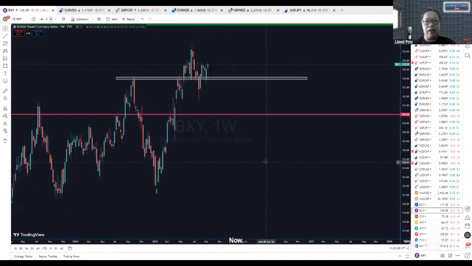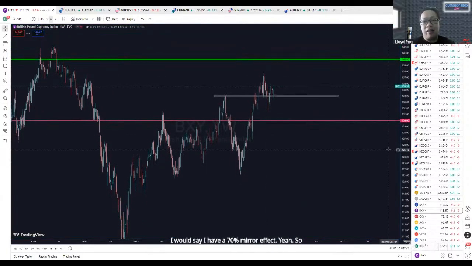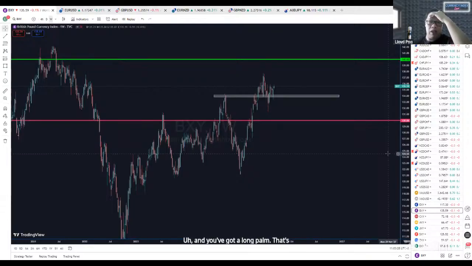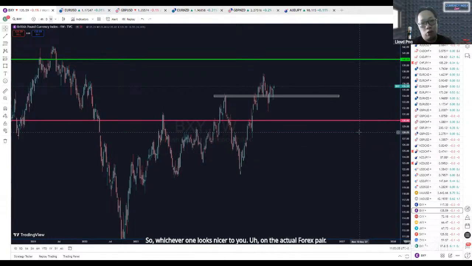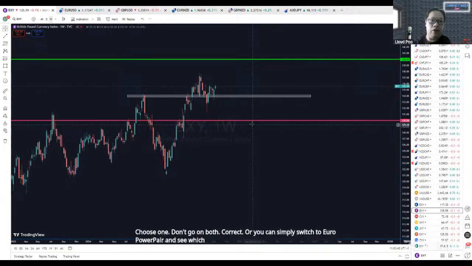Next on my list is pound, and pound is always euro's best buddy. You can see their charts have about a 70% mirror effect. So that gives us a bit of a conundrum. If you're going to long euro and you're going to long pound, that's like a double whammy. So whichever one looks nicer to you on the actual forex pair, choose one. Don't go on both. Or you can simply switch to the euro pound pair and see which one is more bullish to your liking.